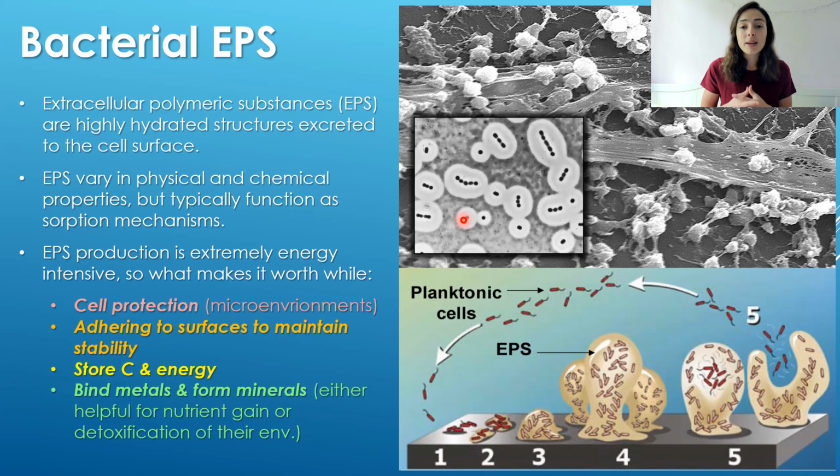And they can also bind metals and form minerals using their EPS. And this can be useful for one of two things, typically either nutrient gain, meaning they excrete something that grabs or binds a metal and they take it back up into their cell because they need to use it for metabolism or for growth in some way, or they excrete things to bind to metals that are toxic to them and they want to detoxify their external environment by excreting these things that are going to bind those metals and keep them immobilized. And we'll talk about that later as well. So those are just the general functions of EPS and basically what it is.